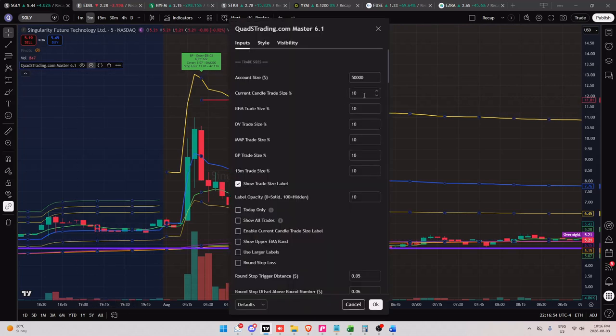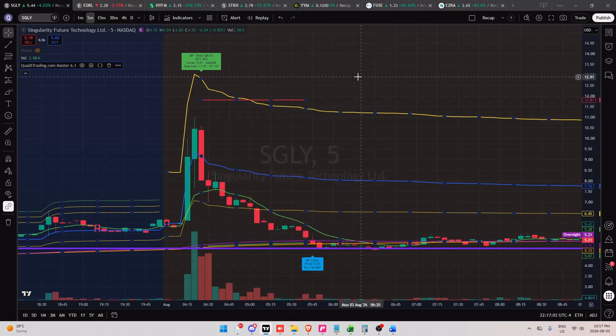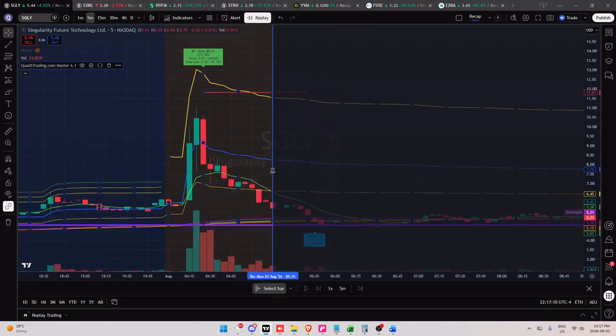If you go to settings here, you just put in your account size and your risk tolerance, so 10% of your account per trade, or if you want to be a little more conservative, you can put 5%, and essentially it will just cut your profit in half. But let's have a look at today's trade. We have SGLY, and let's do a recap just to show you how the indicator works.